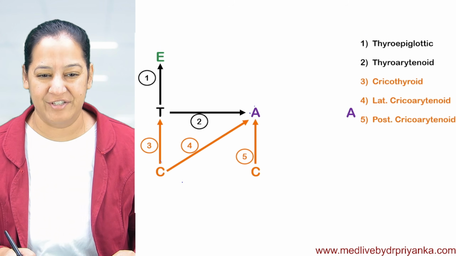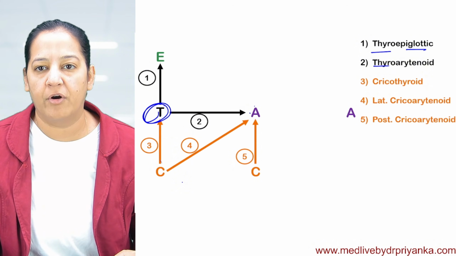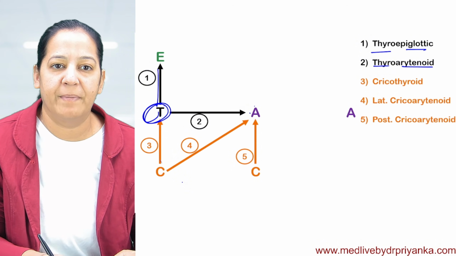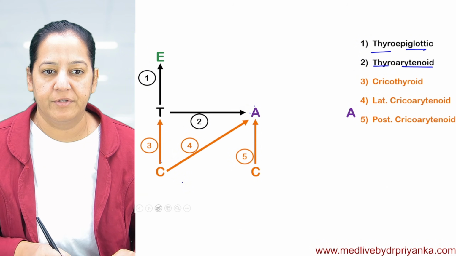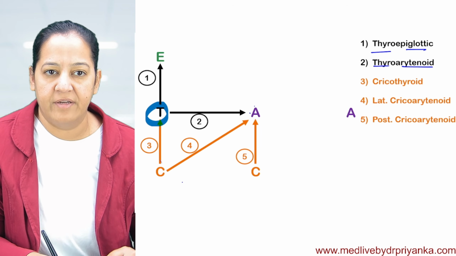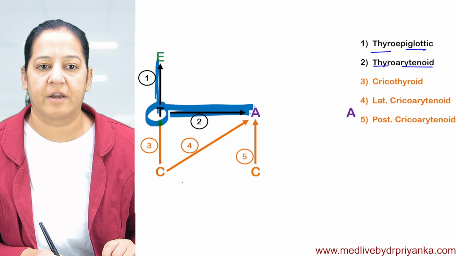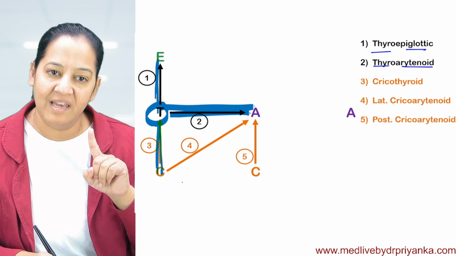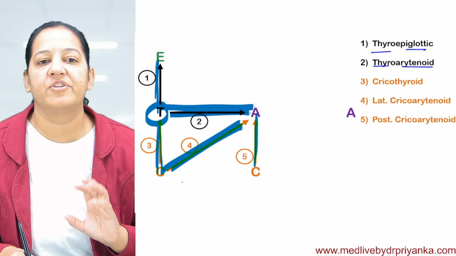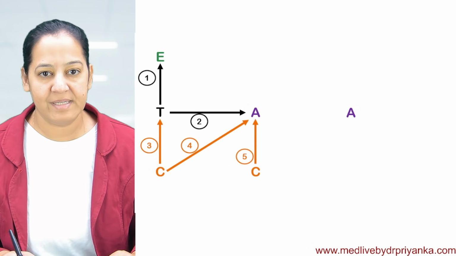The 5 are in front of you. Appreciate the 2 muscles that arise from the thyroid. You can see thyroepiglottic and thyroarytenoid. You can appreciate here. This is thyroid, thyroepiglottic, thyroarytenoid. And appreciate the 3 muscles arising from the cricoid: cricothyroid, lateral cricoarytenoid, and posterior cricoarytenoid. You can see their names over here. So 5 muscles are done till now.